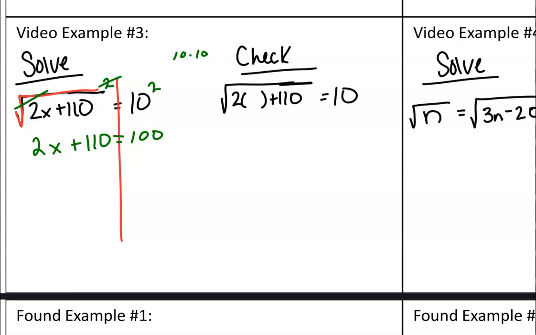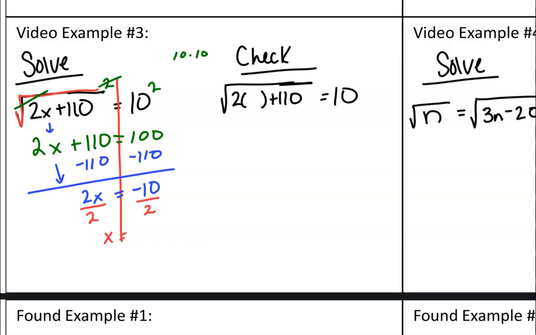And what we're left with now is a two-step equation. So I know my goal is to get that 2x by itself first. So I'm going to subtract 110. Bring 2x down. 100 minus 110 would be negative 10. And then my final step would be to separate the coefficient from the variable. The coefficient in this problem is 2, and our variable is x. So I'm going to divide by 2. And 2 goes into negative 10, negative 5 times.